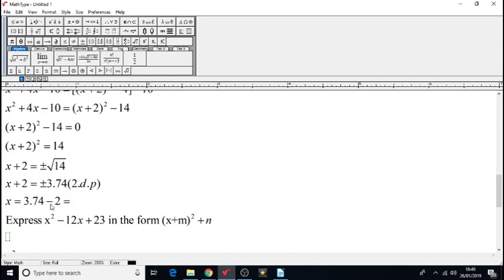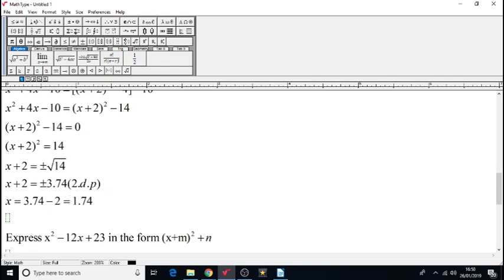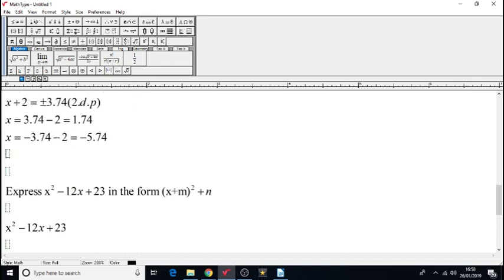So, okay, 3.74 minus 2 is 1.74, and x is also equal to negative 3.74 minus 2, which is equal to negative 5.74. So therefore, the solutions are x is equal to 1.74 to 2 dp, and x is also equal to minus 5.74 to 2 dp.